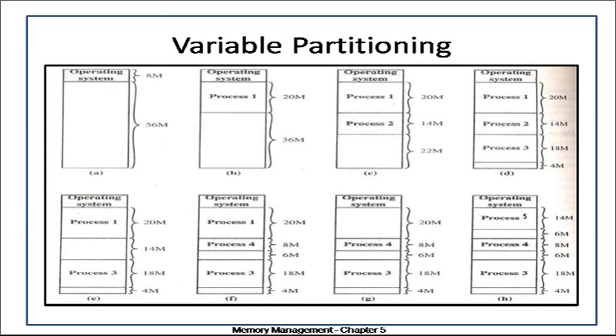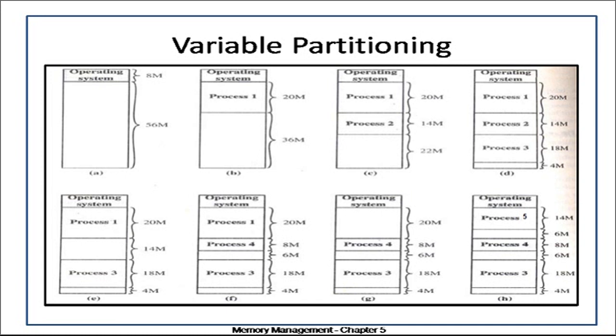So the second process, process 2, will be allocated to that free hole. The size of process 2 is 14 megabytes, so the hole size will become 22 megabytes. Our third process, process 3 of size 18M, can also be placed into that free hole, creating a smaller hole of size 4 megabytes. Now the next process P4 cannot be allocated, so it will wait for one of the processes to complete execution.